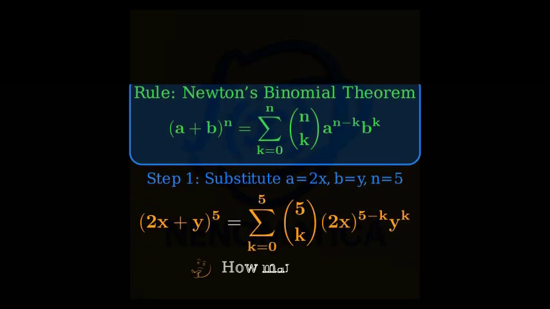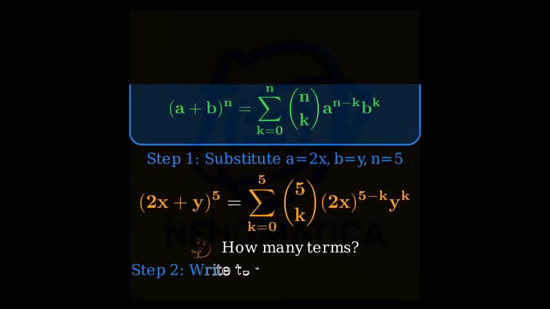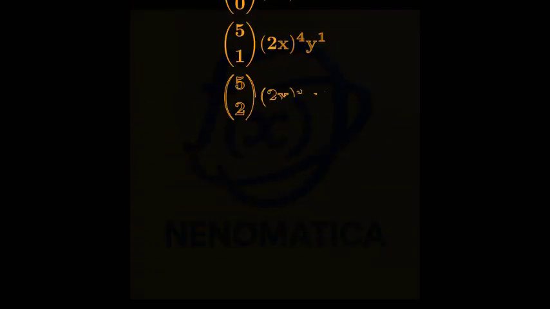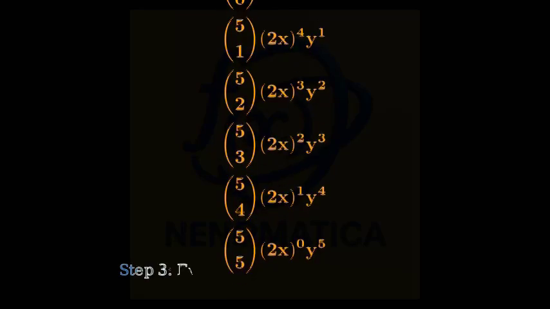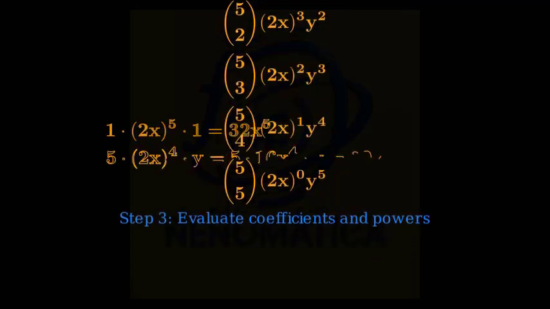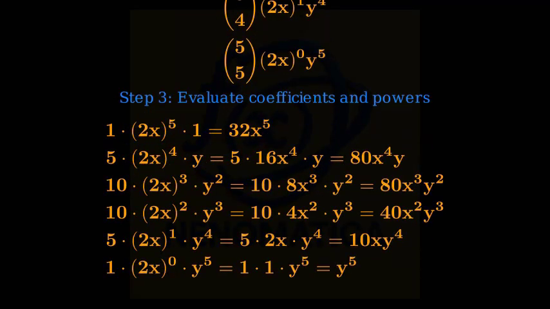Quick challenge. How many terms will there be when n equals 5? Step 2. There will be 6 terms from k equals 0 to 5. Let's list them explicitly. Step 3. Evaluate each binomial coefficient and the powers of 2x. We will simplify each line.